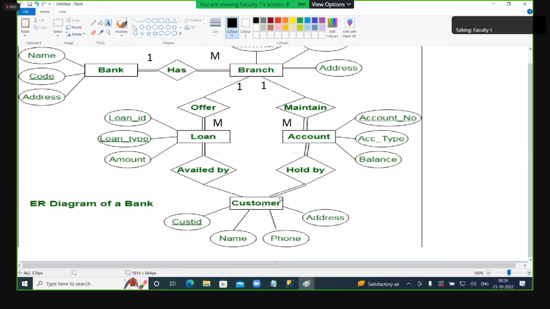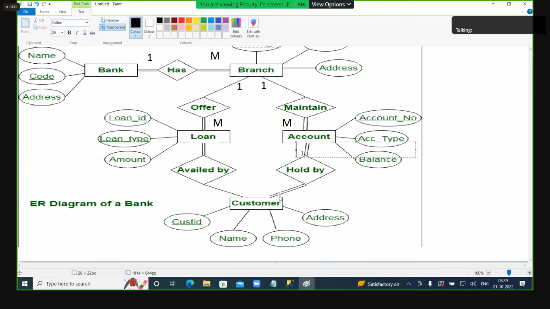Next, accounts and customer. One customer can take many accounts. One account is always associated with one customer. One customer can take many loans, and one loan is taken by one customer. The relationship is one to many, or many to one. Here all the relationships are one to many.